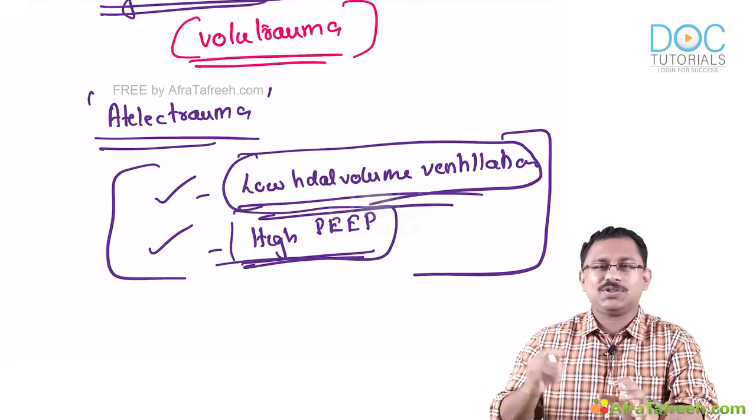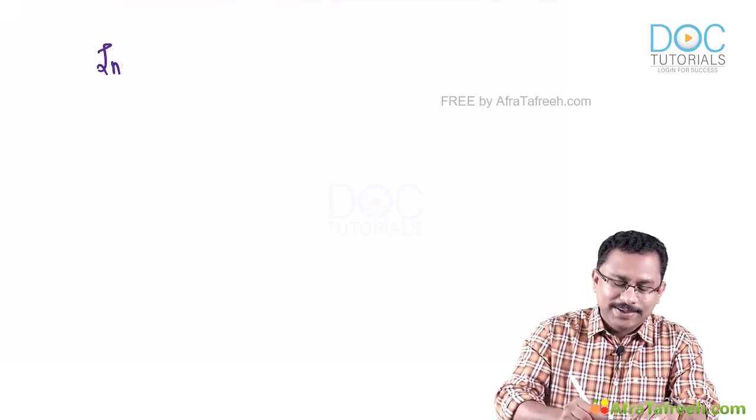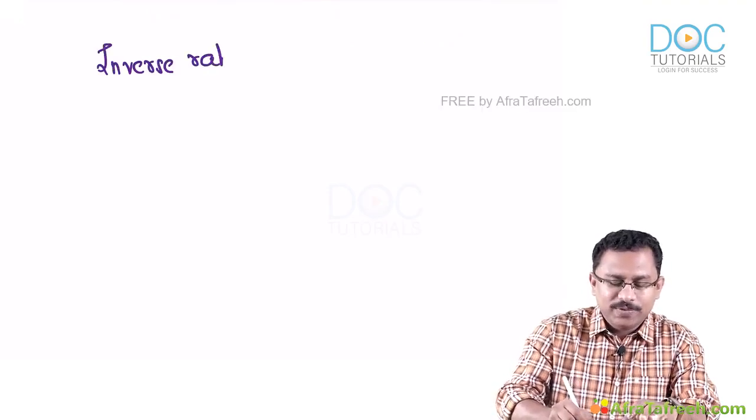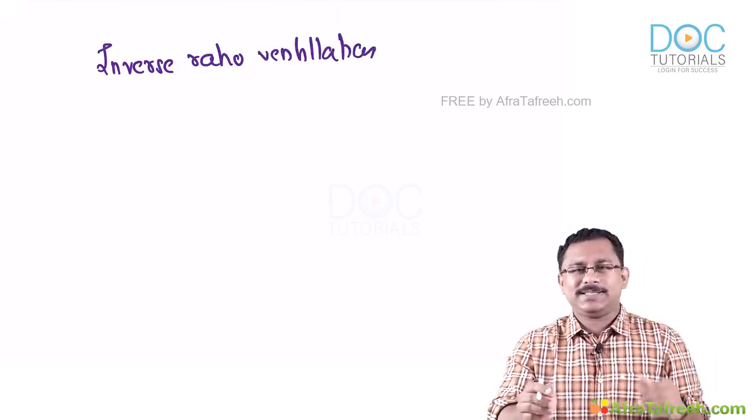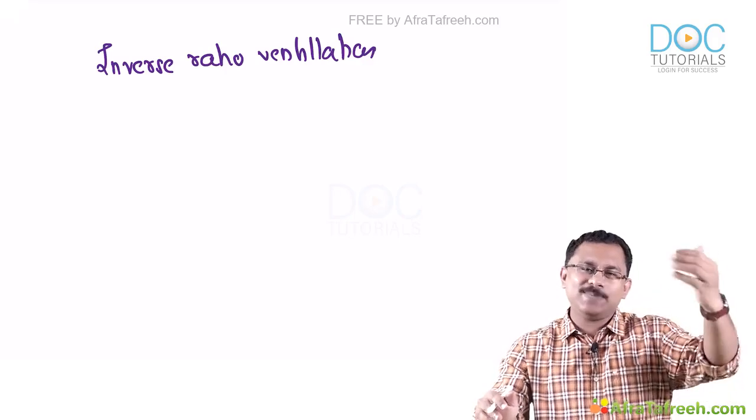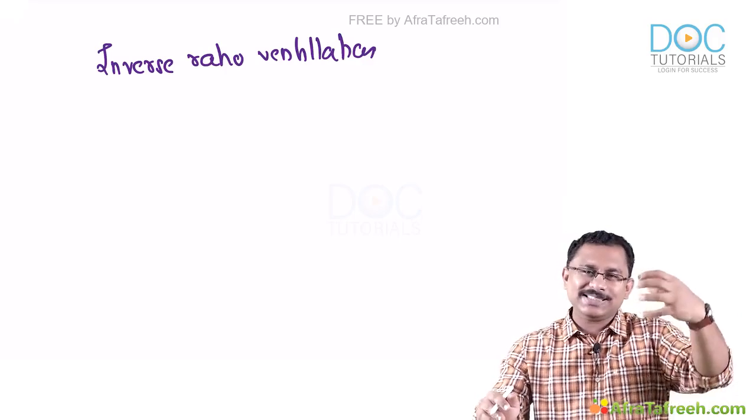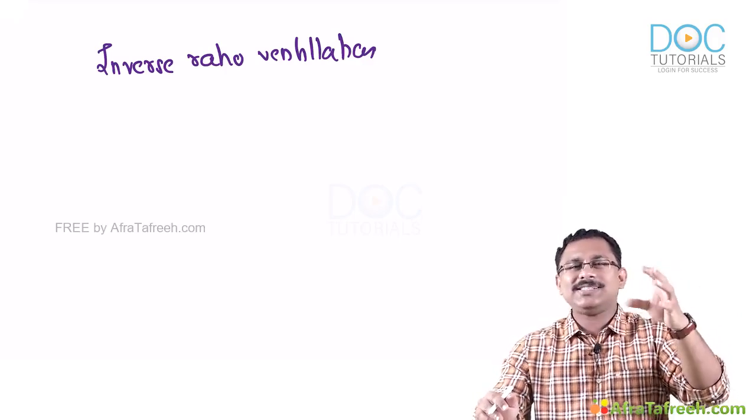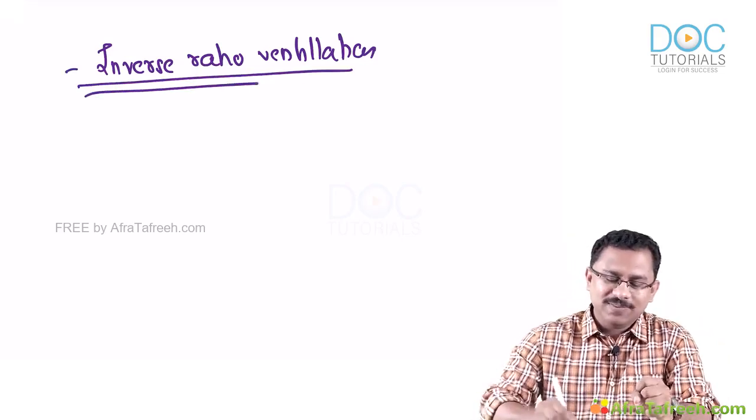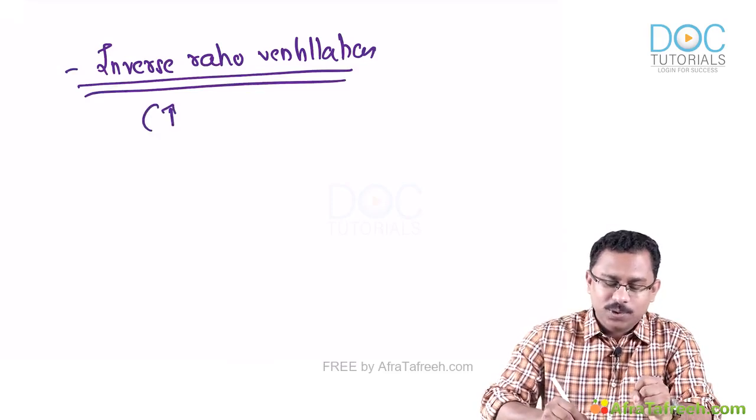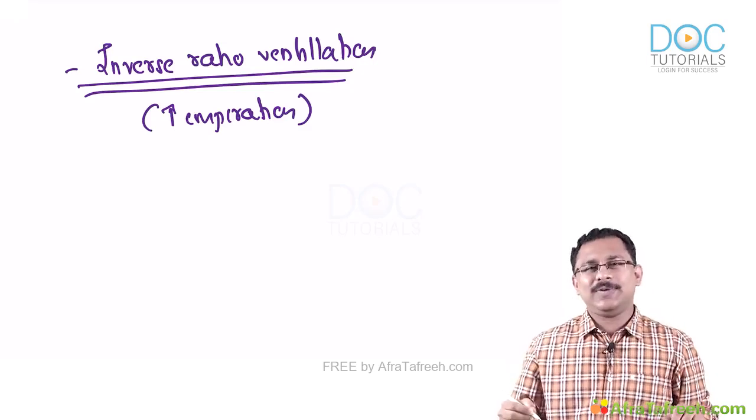Yes, your high PEEP is also very important, and you can also go for an inverse ratio ventilation, whereby you are trying to prolong the duration of inspiration. So you are trying to keep your inspiration time more, so that your alveoli do not collapse, because it is in the expiration that, if you keep the expiration time more, the tendency of the alveoli to collapse also will be more. So you give the inverse ratio ventilation where you try to increase the time of inspiration. That is called inverse ratio ventilation.